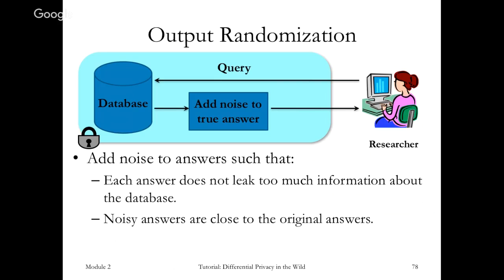Okay, so let's look at a tried and true technique of output randomization. The basic idea here is you have some analyst who's going to ask a query of the data. You compute that query on the data, then add noise to the answer somehow, and return a noisy answer to the analyst. You want to add enough noise so that the answer doesn't leak too much information about the database, but you also want to add as little noise as possible, because you want the noisy answers to be close to the true answers.